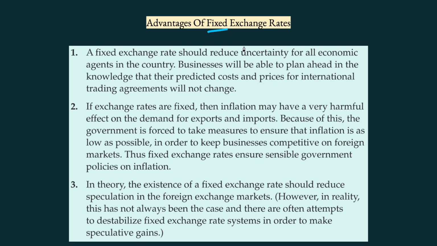Now remember, by definition, a fixed exchange rate is when an exchange rate is fixed to a certain product or another currency or an average of different currencies, okay? That's what it means to be fixed or pegged in place. So now let's go along. Number one, a fixed exchange rate should reduce uncertainty for all economic agents in the country. Businesses will be able to plan ahead in the knowledge that the predicted cost and price for international trading agreements will not change. And this is because countries try so hard to keep their exchange rates in fixed exchange rate systems fixed in place. That's the whole point of it.